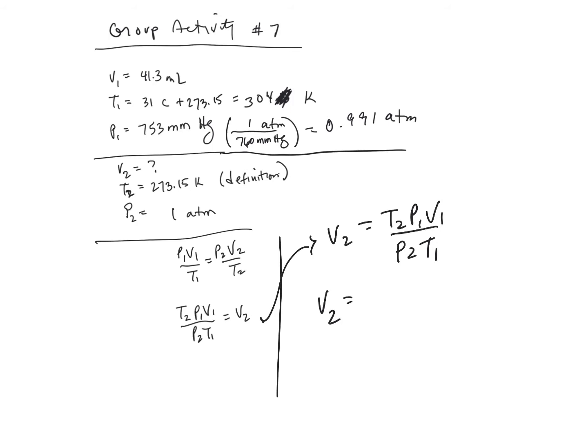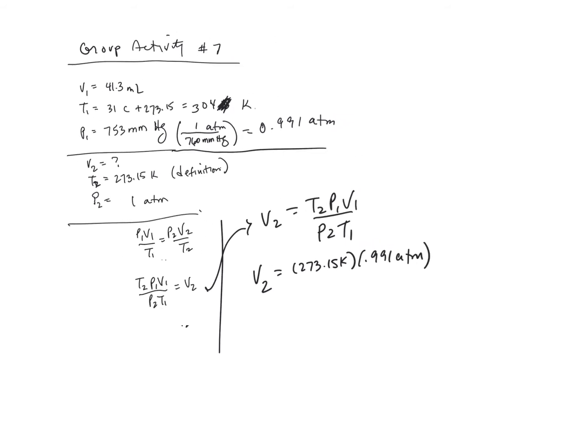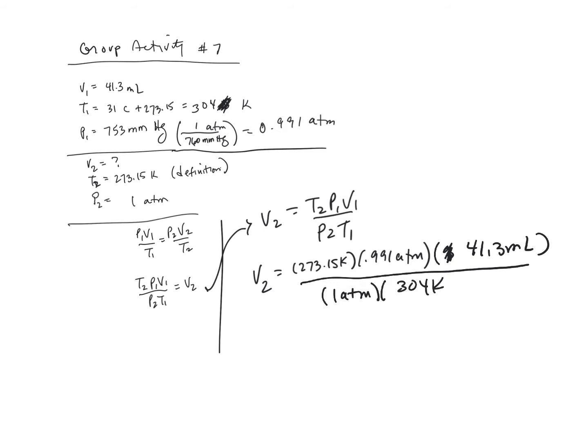So V2 will be equal to 273.15 Kelvin multiplied times P1, which is 0.991 atmospheres, multiplied by V1, which is... wait a minute, that's not right. Yeah. V1, sorry, 41.3 milliliters. Okay, temperature, pressure, volume. And then divide by P2, which is 1 atmosphere, and then divide by 304 Kelvin, like that.